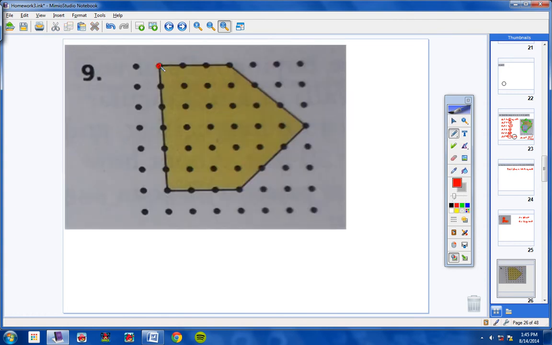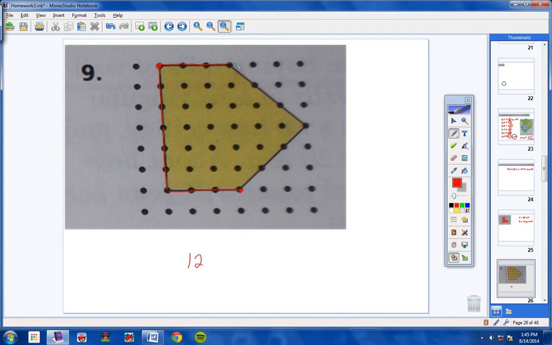Now, here we go. I'm going to start here, and I have 1, 2, 3. Now I'm going to skip this for later and skip this for later. I'm going to start down here. 4, 5, 6, 7, 8, 9, 10, 11, 12. So far I have 12 units for my perimeter.